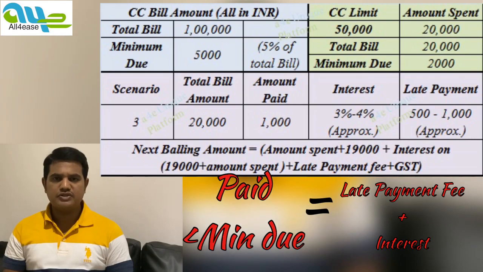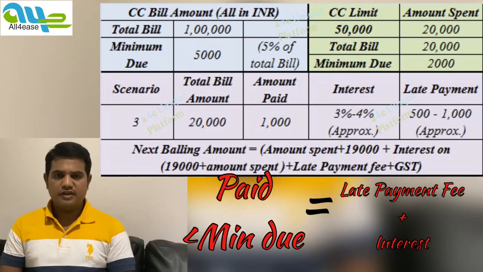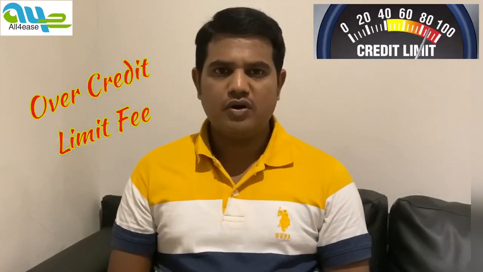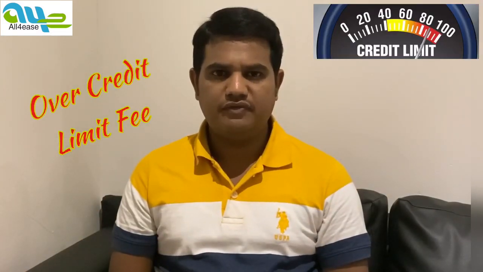If even the minimum due is not paid within the due date, there will be additional charges apart from interest as well. That is, there will be a late payment fee. On 30th of April, your bill consists of whatever amount was spent from 1st April till 30th April, the balance amount of 90,000 rupees from the previous month bill, interest on the total amount, plus 19,000 rupees. In addition to this, a late payment fee is charged because you have not even paid the minimum amount due.